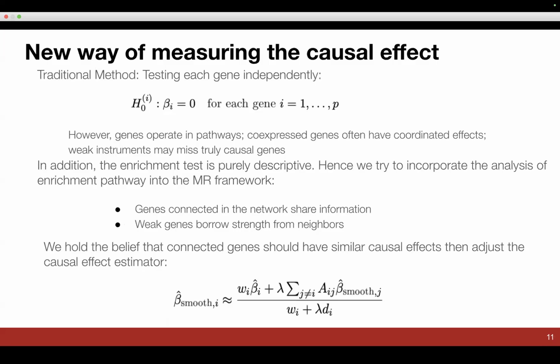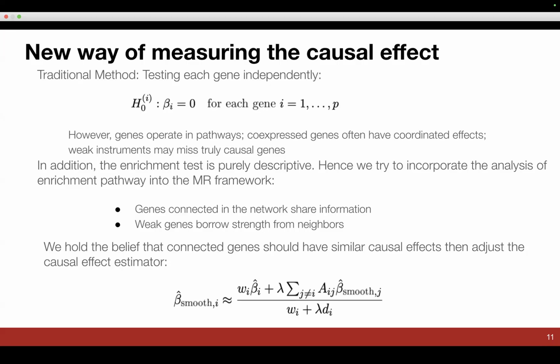We'll also be talking about a new way of measuring the causal effects. The methods I introduced basically test each gene independently. However, genes operate in pathways, and co-expressed genes often have coordinated effects, while weak instruments may miss truly causal genes. In addition, the enrichment test is purely descriptive. Hence, we try to incorporate the analysis of enrichment pathways into the MR framework.